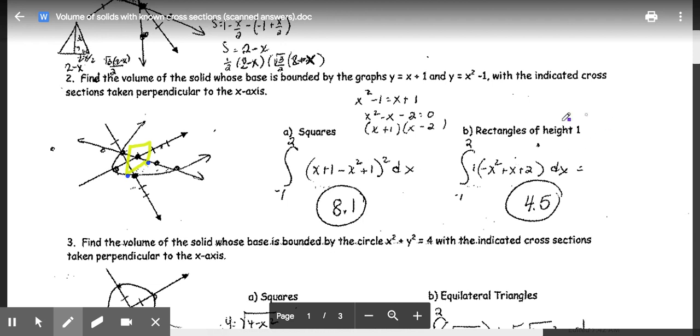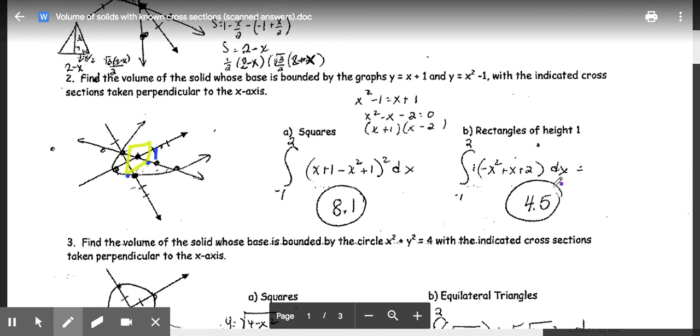And then rectangles of height 1, it's basically the same picture, guys, but you're given that the height is 1. So the volume is the height times the base, which is 1 times the base, which is top curve minus bottom curve, and then your x values. So that's what you get for that. I don't know if that helped at all. What do you think so far?